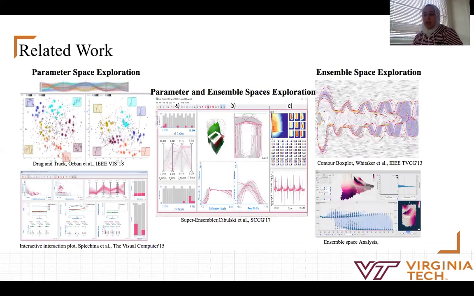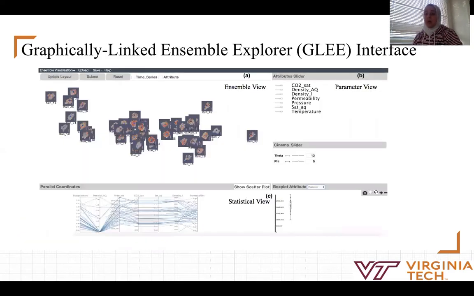Going through the literature, we find that the majority of the work done in ensemble visualization focuses either on parameter space exploration or ensemble space exploration. Few works have explored both ensemble and parameter spaces. However, the majority of this work is not designed to handle high-dimensional ensembles. Therefore, this got us into designing a visualization tool which would help scientists explore high-dimensional parameter and ensemble spaces simultaneously. This gets us into the idea of GLEE.